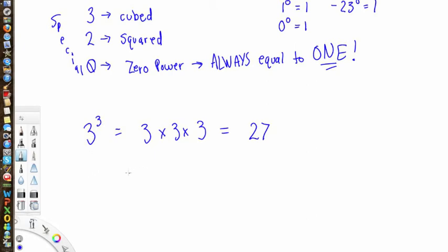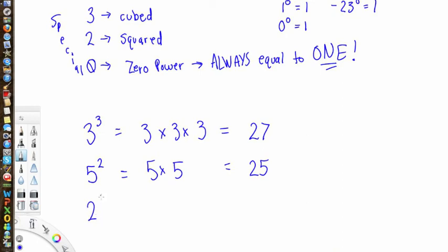Let's try, how about if I did this? Let's say I put 5 times 5. Well, you mathematicians out there know the answer is going to be 25. But how would we write that as an exponent? Well, my base factor is 5, and I'm using it as a factor twice, so this would be 5 to the second power, or 5 squared. Very good.